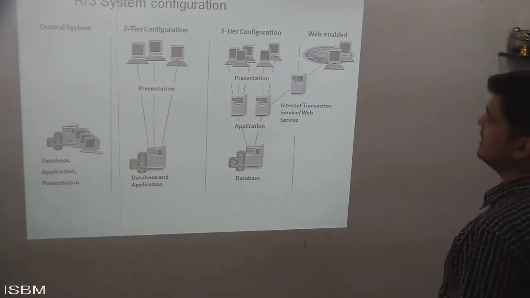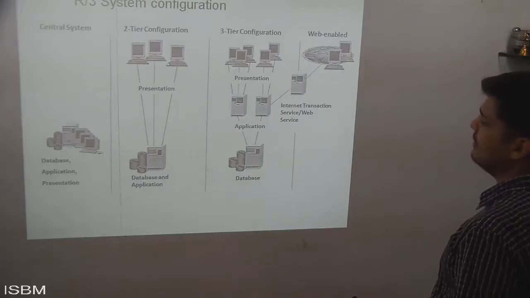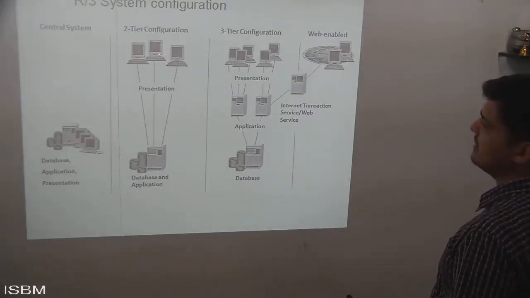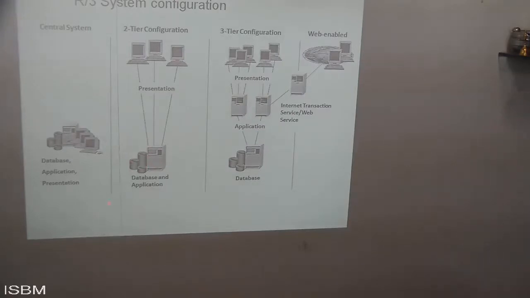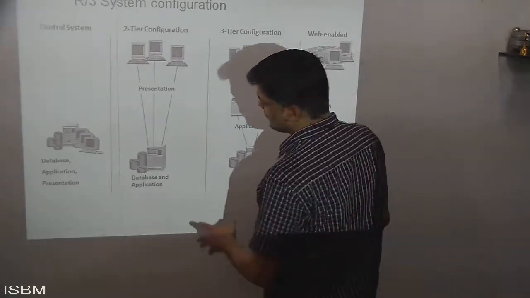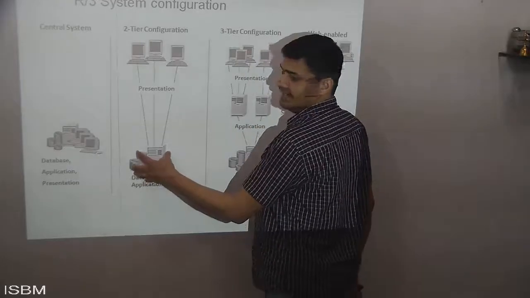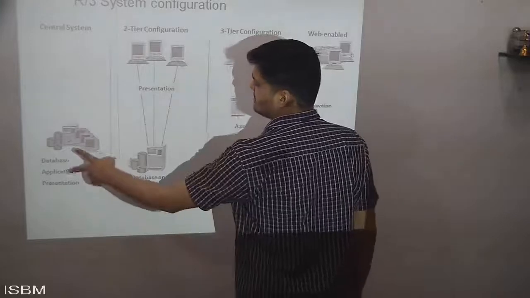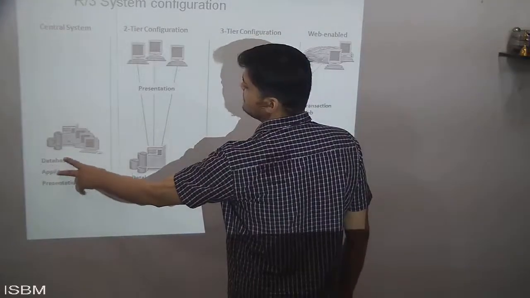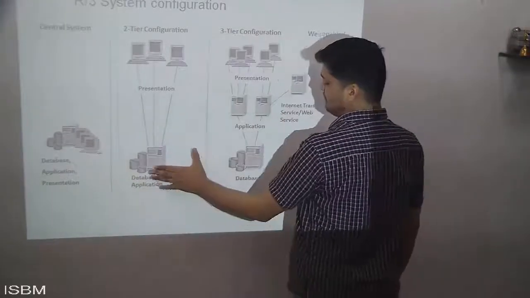And in the two-tier architecture, what we have seen is there are only two servers: the presentation server, and the database and application server. So in the two-tier architecture, what happens? Database and application are combined. There is no separate database and application system differentiated over here. Here it is combined.